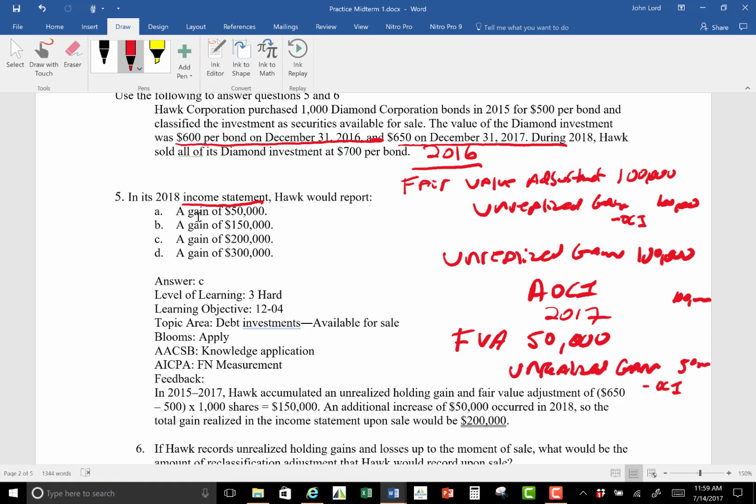So I'm going to debit the unrealized gain for 50,000. That's the OCI. And I'm going to credit accumulated OCI, right? I know it's hard to see, guys, so go by the sound of my voice more than what I'm writing. I'm debiting unrealized gain 50,000. I'm crediting accumulated OCI for 50,000. I'm doing the same thing I did up here. It's just the next year now.